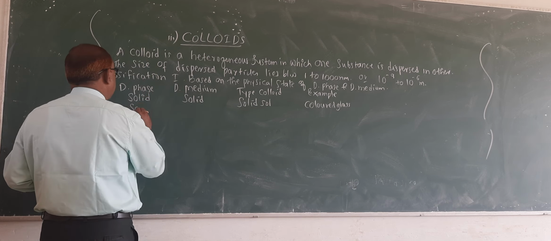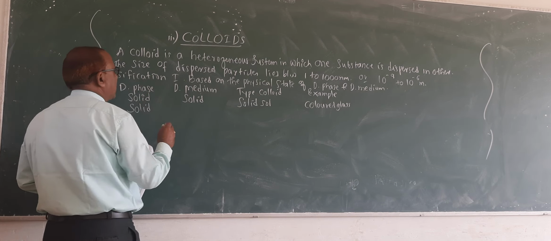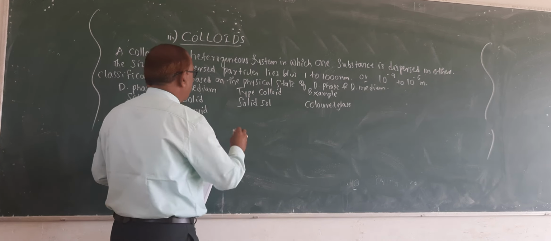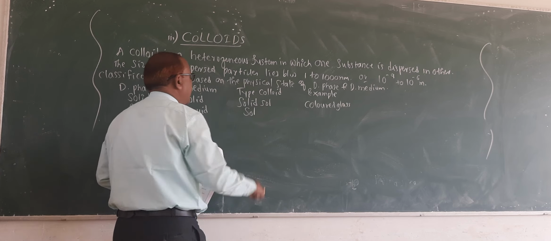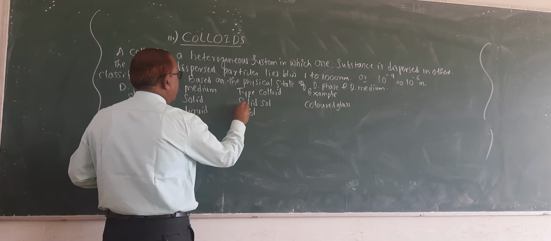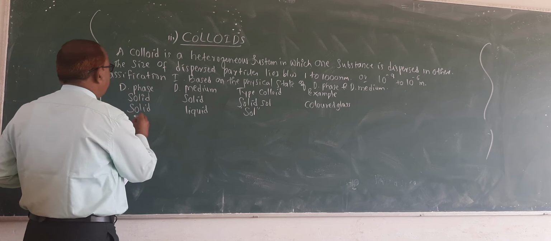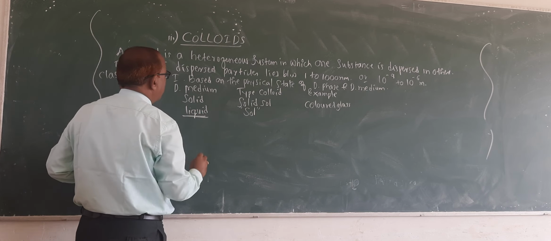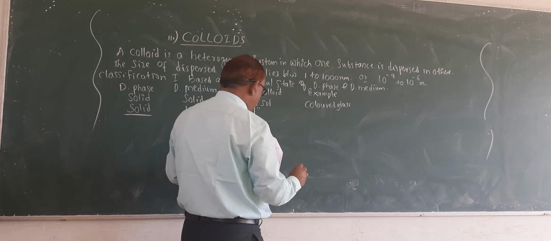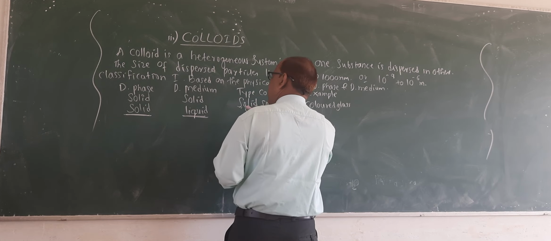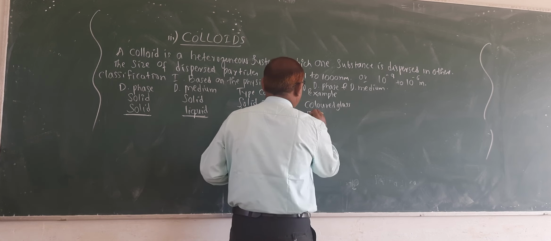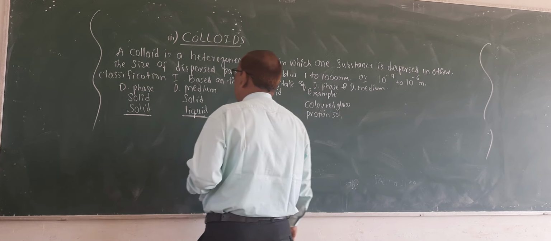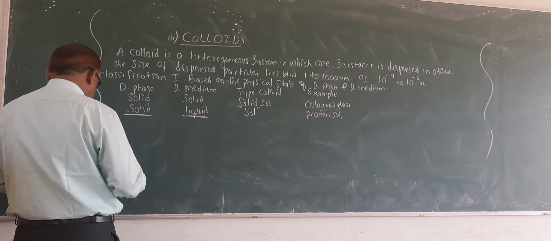Important: if the dispersed phase is a solid and the dispersion medium is a liquid, it is called a sol. Refer once again, maybe important. If the dispersed phase is a solid, dispersion medium is a liquid, then it is called a sol. For example, protein sol, starch sol, gold sol are the examples.